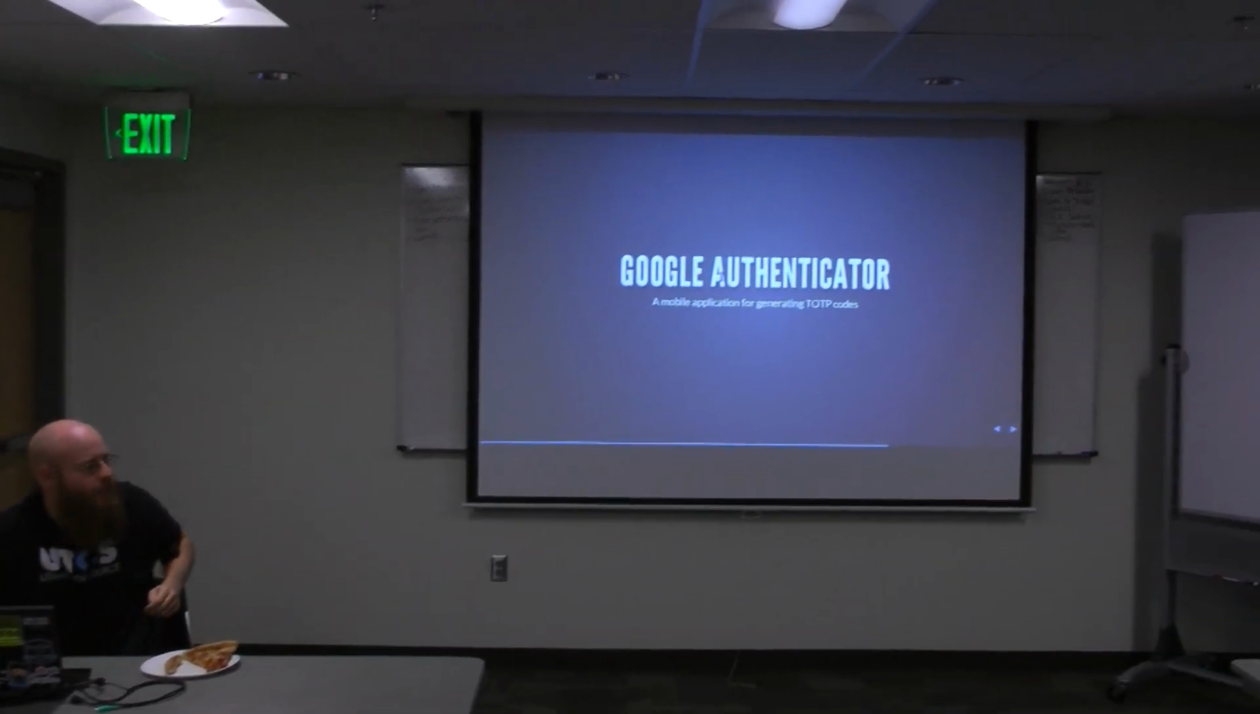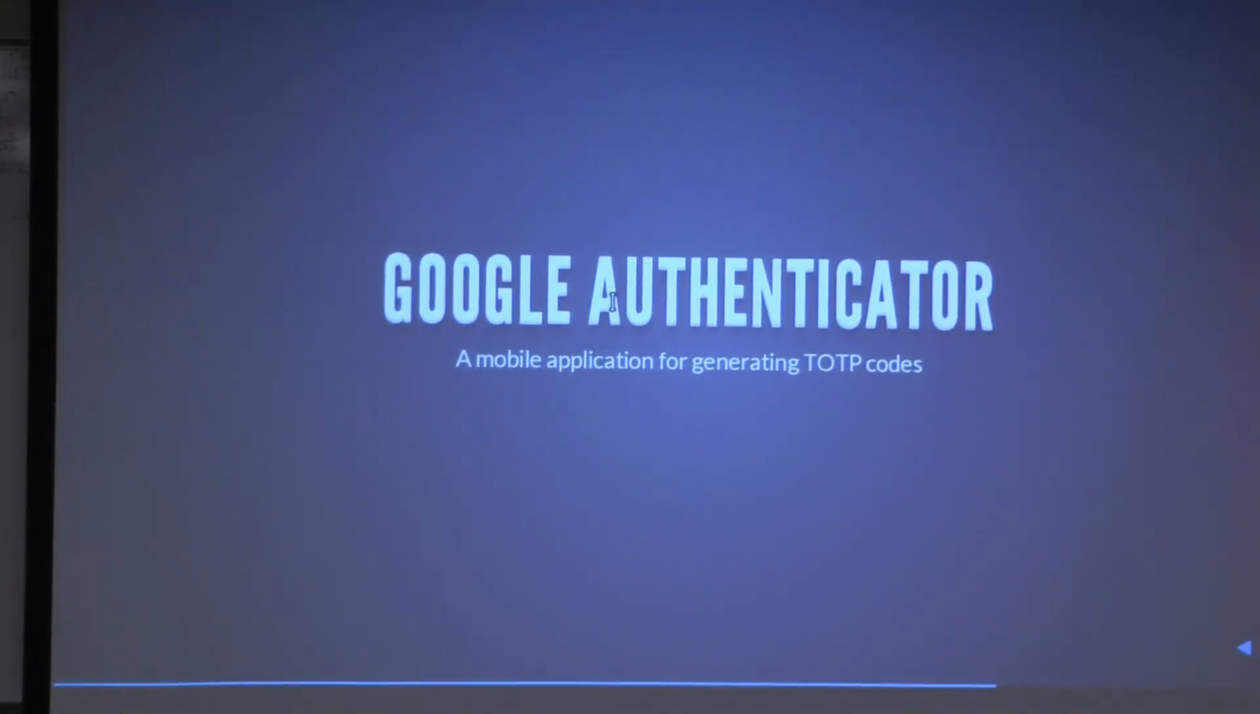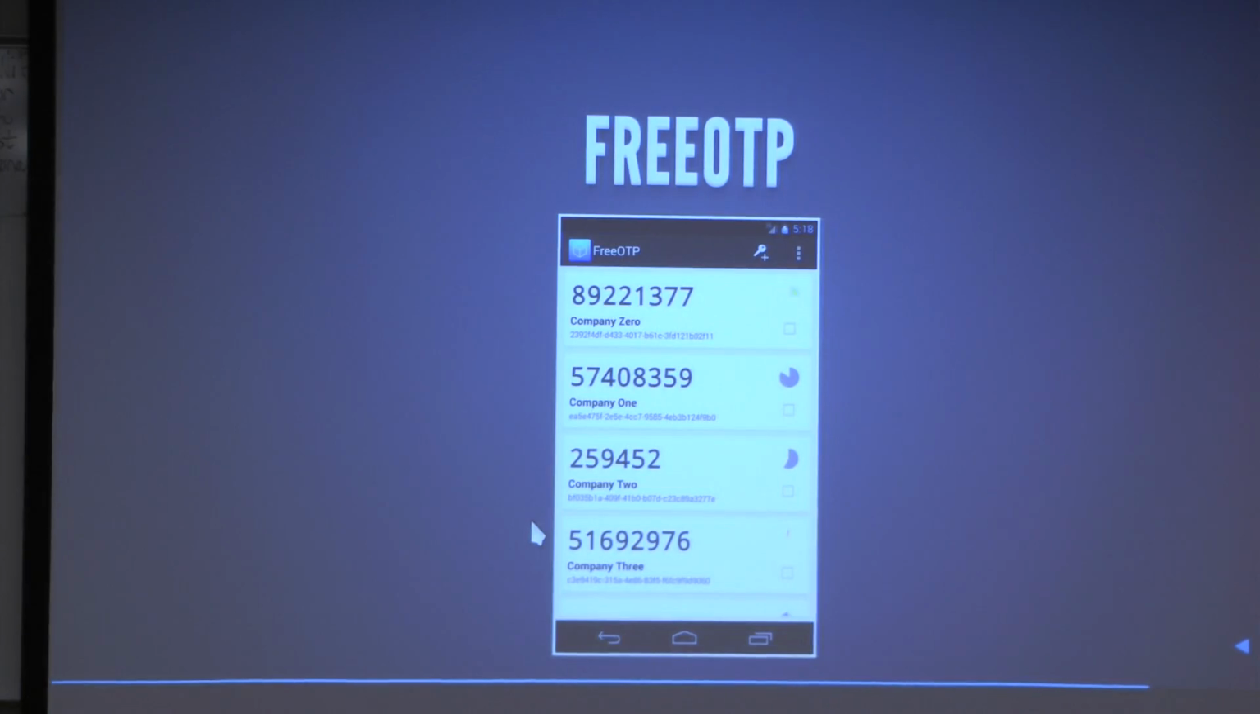So that brings us to Google Authenticator, which is a mobile application for generating TOTP codes. Looks like this. So it supports multiple things. You got them in there. It generates a new code every 30 seconds. That's how long they're valid for. But since this is the Linux users group, we're going to use FreeOTP, which is another mobile application for generating TOTP codes. It's made by the Fedora project, runs on iOS and Android.